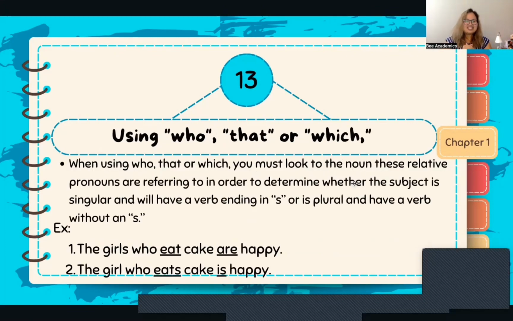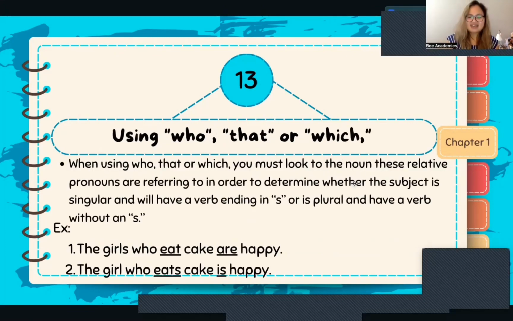Number 13, using who, that, or which. When using who, that, or which, you must look to the noun these relative pronouns are referring to in order to determine whether the subject is singular and will have a verb ending in S, or is plural and has a verb without an S.